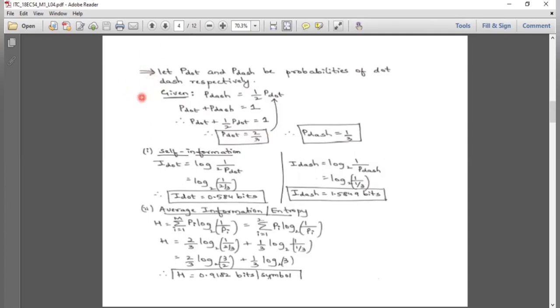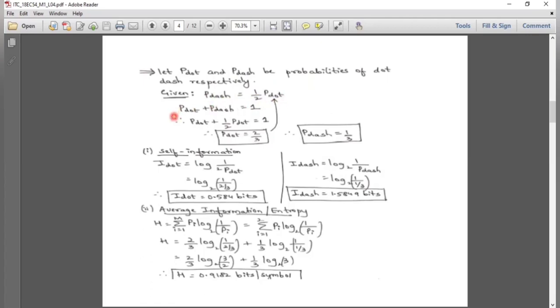So in this problem statement, we have two events occurring, dot event and a dash event. Let us assume P dot as the probability for a dot event and P dash as the probability for dash event. So it is mentioned in the problem statement that probability of dash is half times as that of P dot. So we can write P dash equals to 1 by 2 times of P dot.